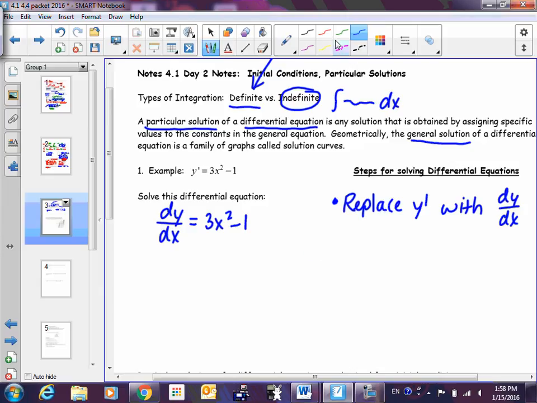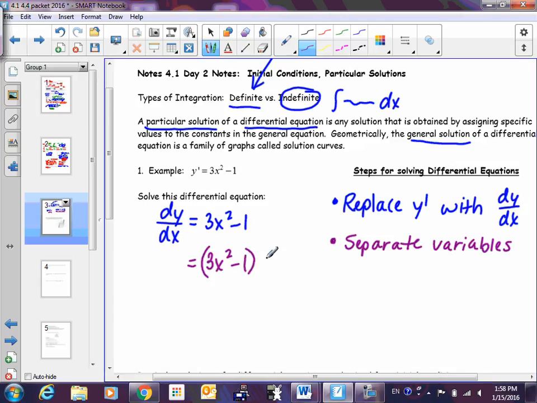The next thing we're going to do is separate the variables. So what does that mean? It means that we're only going to have y's on the left, and we're only going to have x's on the right. So 3x squared minus 1 is exactly where it needs to be. dy is where it needs to be. dx, on the other hand, is out of place. So what could we do with the dx?